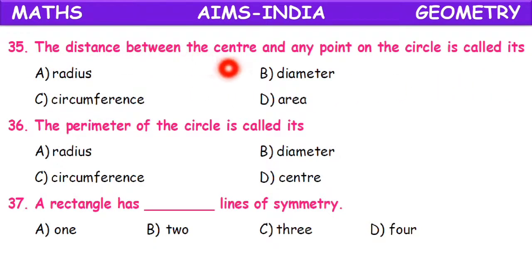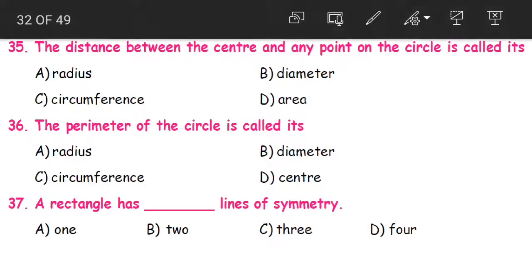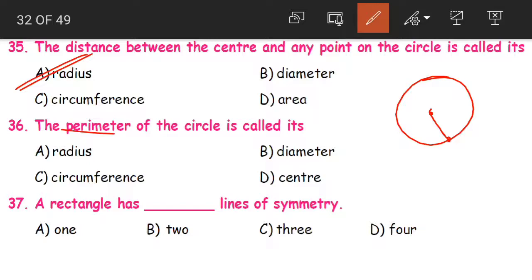The distance between the center and any point on the circle. If we take a circle, this is the center. From the center to any point on the circle, what is this called, children? It is called the radius, right? So option A, radius, will be our correct answer.